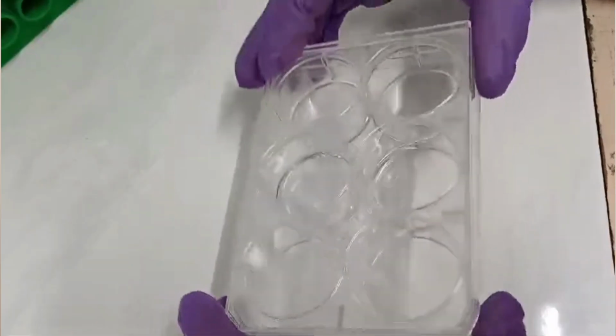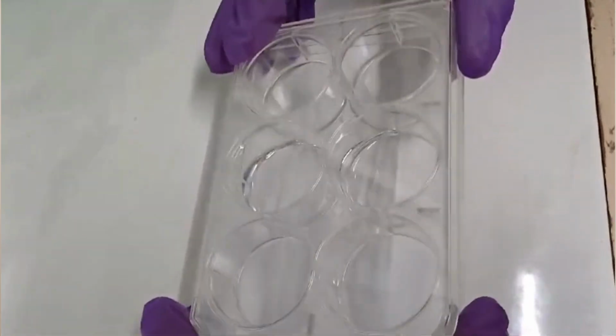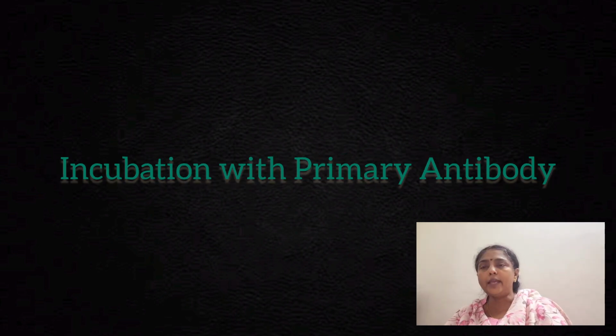During the washing procedure PBS can also be combined with Tween 20 and PBS-T buffer can be used for washing the cells. And every time when you're washing the cells, the wash has to be done for 5 minutes 3 times using the PBST buffer. The next step after blocking is incubation of the cells with the primary antibody.